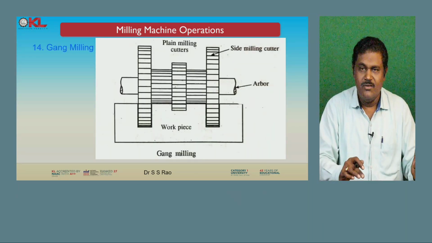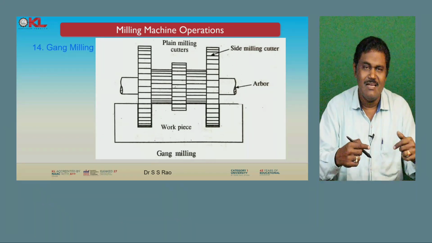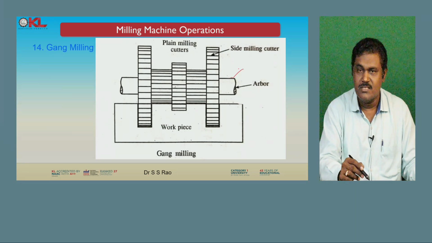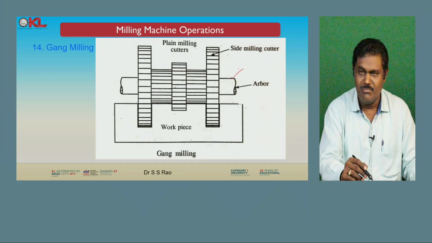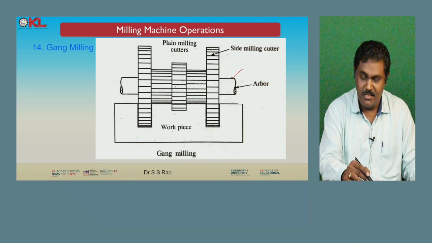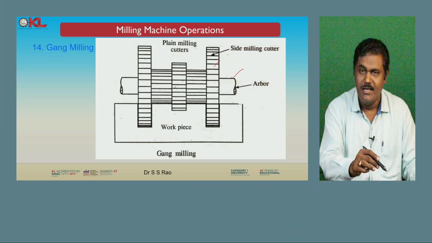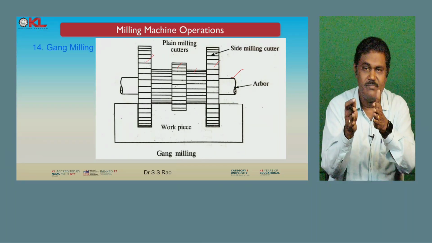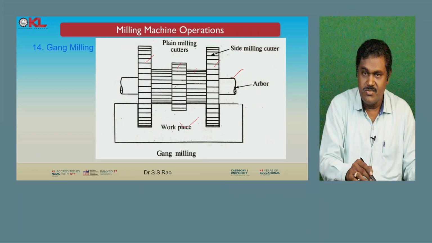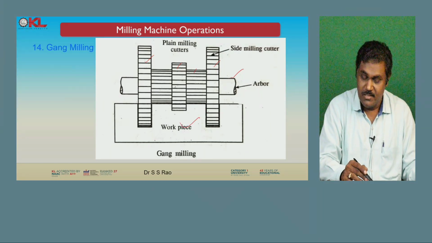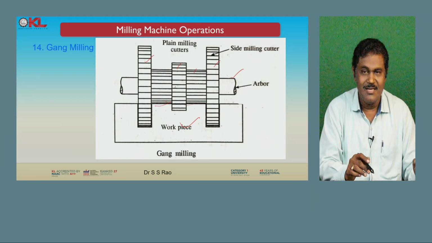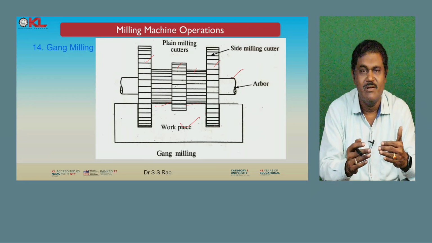Next, gang milling. It looks like straddle milling, but there is a slight difference. This is the arbor, and on this arbor you can fix a number of cutters. Here is a side milling cutter, these are plain milling cutters, and this is also a side milling cutter. On the workpiece you can perform the side milling, and on the top also you can perform milling. Simultaneously you can perform plain milling, side milling and bottom milling.